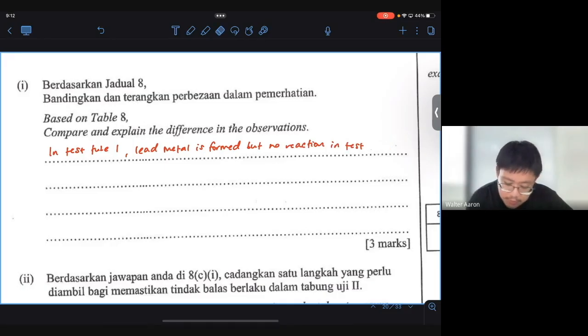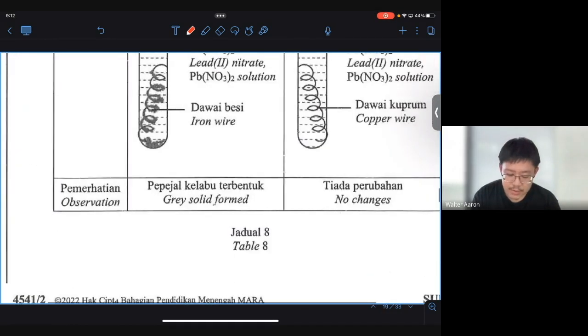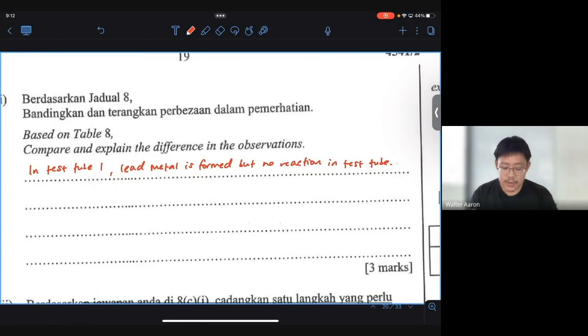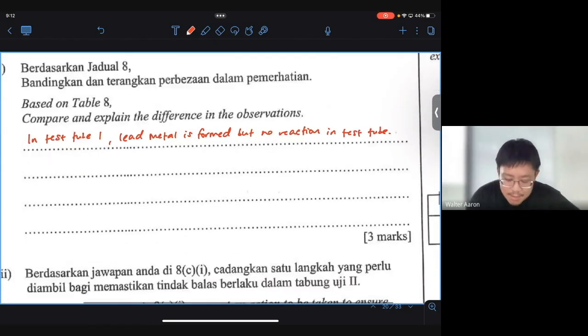So this is not observation. This is inference. Okay, we're writing inference right now. Why? Because observation is already given to you. So you're not writing observation, you're writing an inference. So in test tube 1, we infer that lead metal is formed. That's the gray solid. And then no reaction in test tube 2, which is indicated as no reaction just now. Okay, so then after that, you must explain why. I will say that lead is displaced by iron because iron is more reactive than lead.